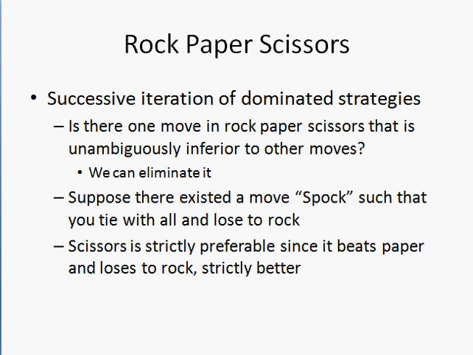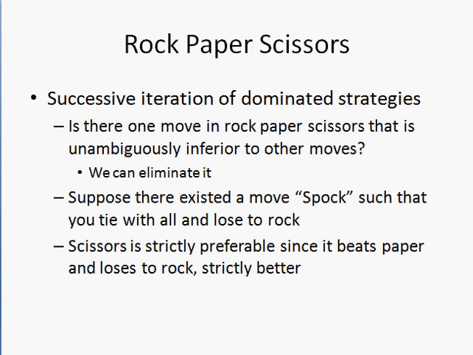Successive iteration of dominated strategies is one method we can use to solve games. The basic principle behind this solution method is to find moves available to either player that make the player strictly worse off than some other move, conditional on what choices are available for the other player.